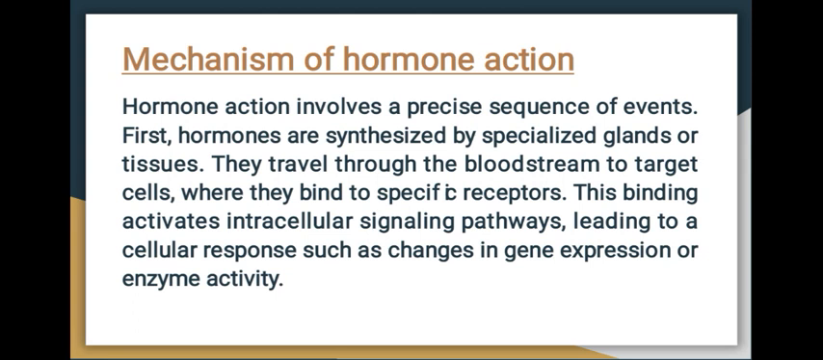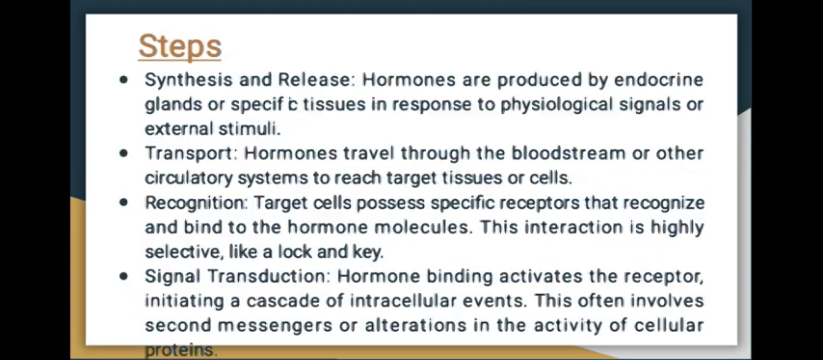Next, mechanism of hormone action. Hormone action involves a precise sequence of events. First, hormones are synthesized by specialized glands or tissues. They travel through the bloodstream to target cells where they bind to specific receptors. This binding activates intracellular signaling pathways, leading to a cellular response, such as changes in gene expression or enzyme activity.